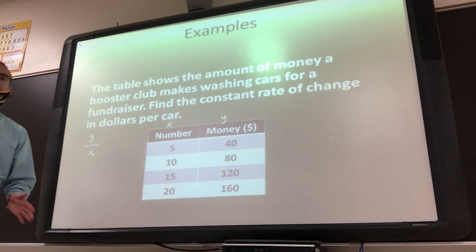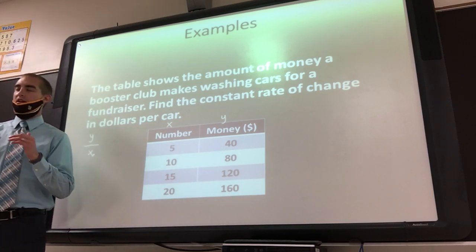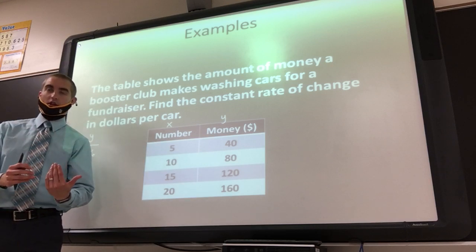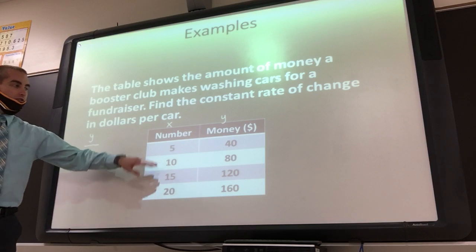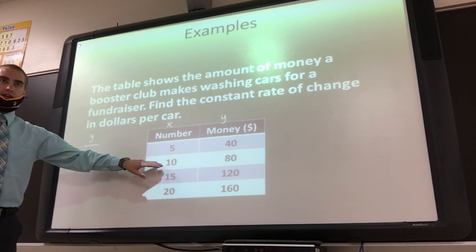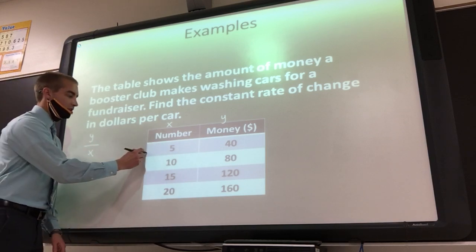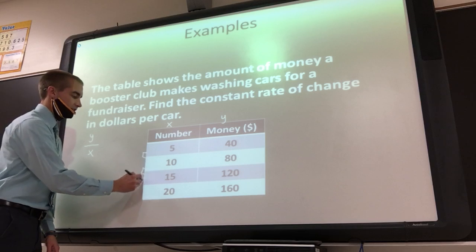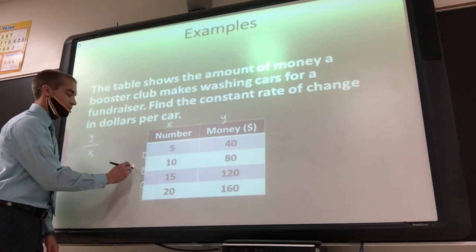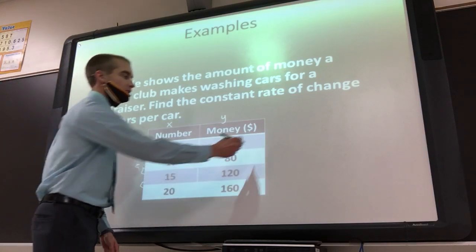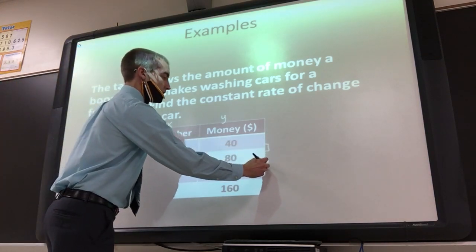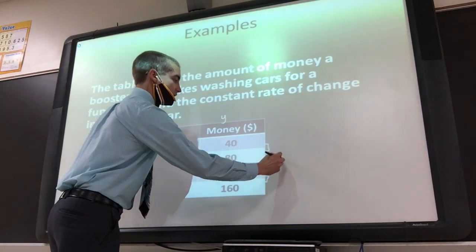Okay, next thing to think about is this is the constant rate of change. So we want to figure out what it is changing by from one line to the next. Well, for the number, what is it always changing by? It's always going up by 5. So we'll say positive 5. The money is always changing by 40. So we'll say that's positive 40.